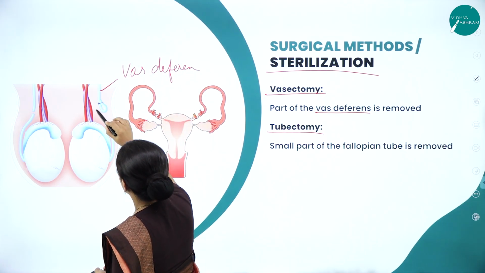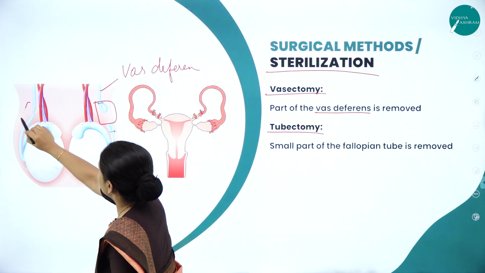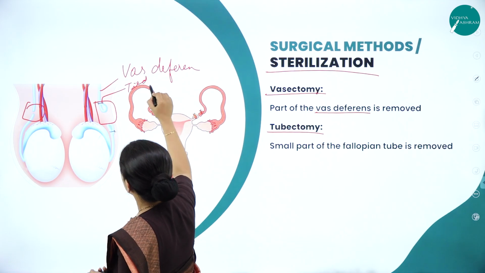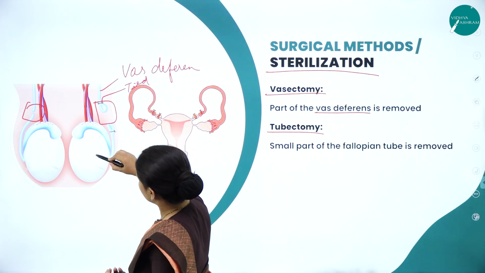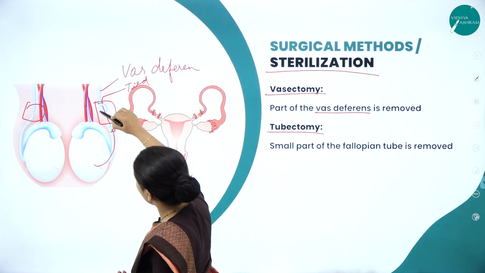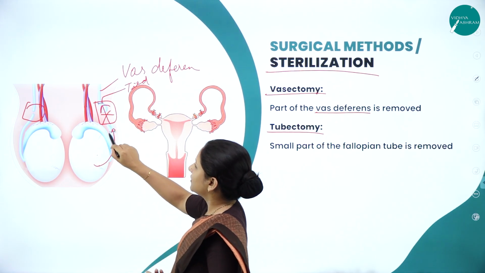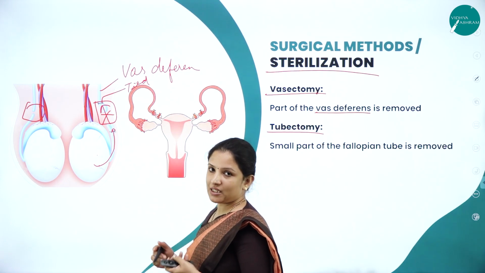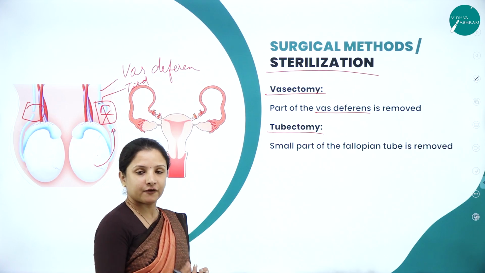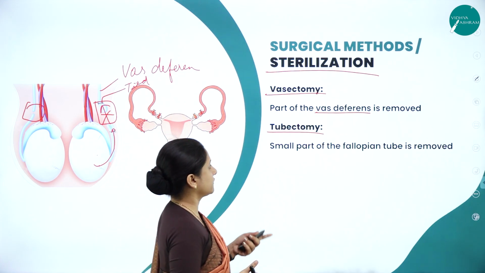So they will make a cut. As you can see here, a cut is made and they have tied it. Now when the sperm is traveling here, it will reach here, but it cannot go further because the vas deferens tube has been cut. So that is how the sperms will not reach the female reproductive tract. So that is one of the methods.